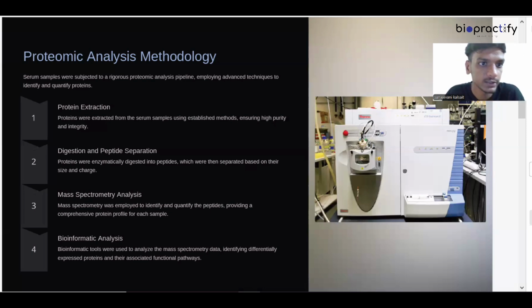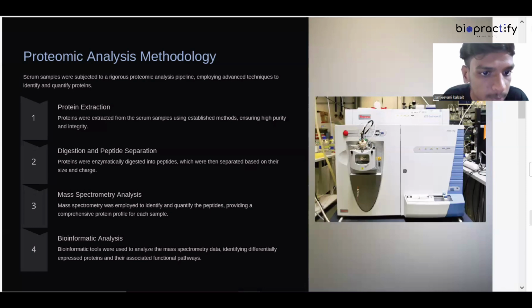First is protein extraction. Proteins were extracted from the serum samples using established methods, ensuring high purity and integrity. Next is digestion and peptide separation. Proteins were enzymatically digested into peptides, which were then separated based on their size and charge.